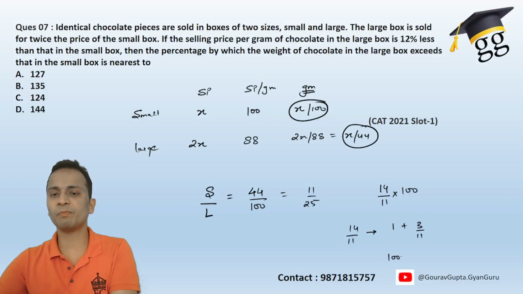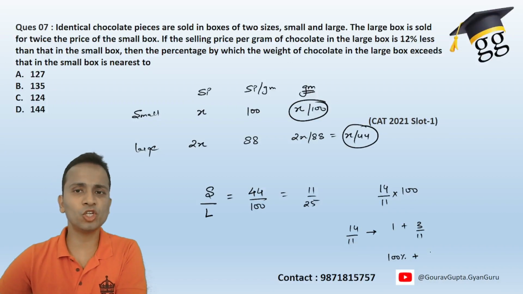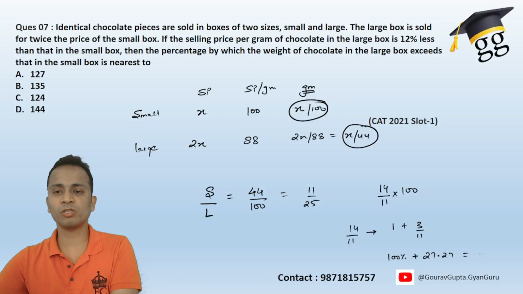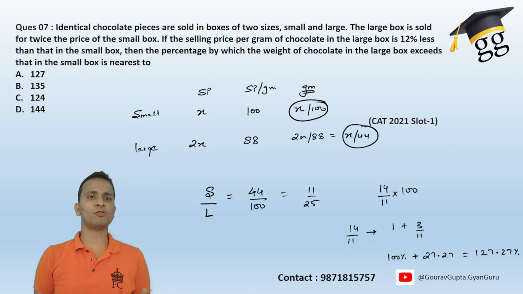1 is 100 percentage. 3 by 11: 1 by 11 is 9.09, so 3 by 11 will be 27.27. So the final answer should be 127.27 percentage. The question is, we have to find out the approximate value nearest to it.